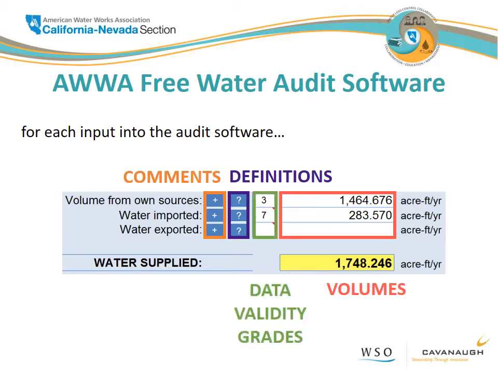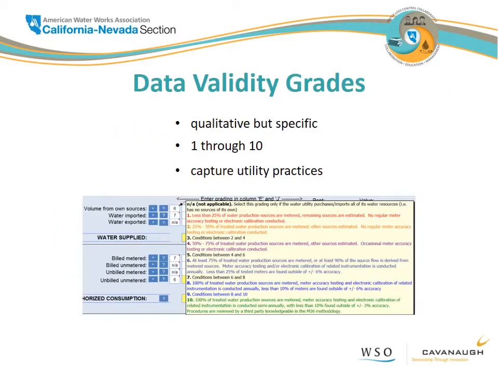Speaking of grades, what we see next is the data grade that goes with each input. And for each input, if we hover our mouse over the data grade box beside the input, what pops up is a 1 to 10 set of criteria, and this is referred to as the grading matrix. And we'll talk a little bit more about the grading matrix in the latter part of this segment.